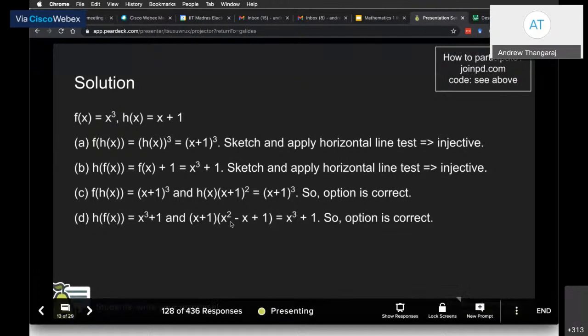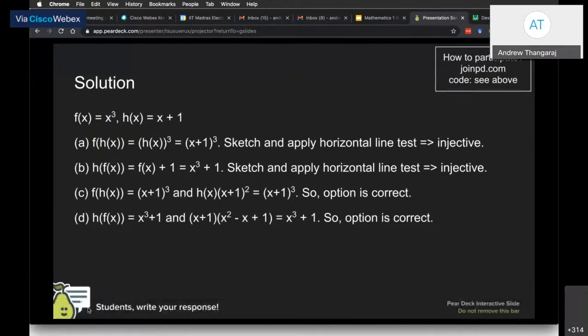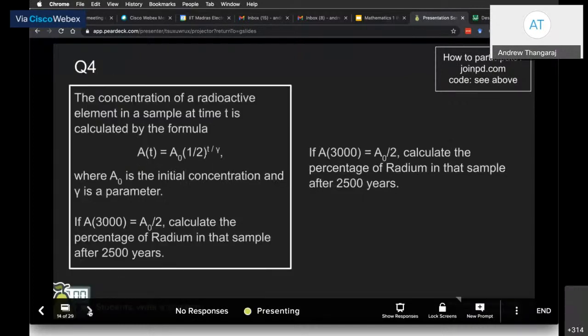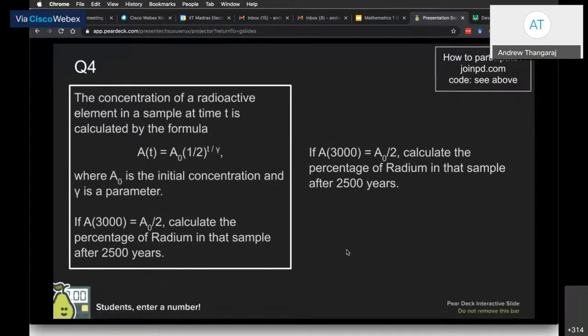Okay, so let's move on to the next question, which is Q4. This is again similar to the question that's in your graded assignment.